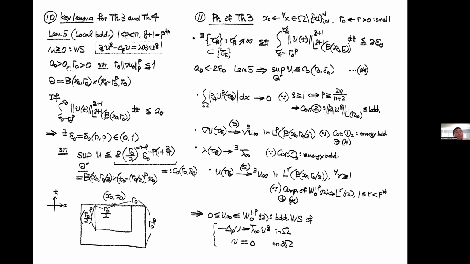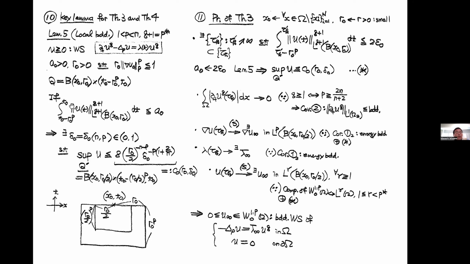A naught is a positive number, R naught is a positive number satisfying this inequality. So this inequality means R naught is very small, in terms of the p energy of the initial data. Q is a local region, figured as in this way, a time-space region. This is just Q, and also a smaller region, denoted by Q prime here.